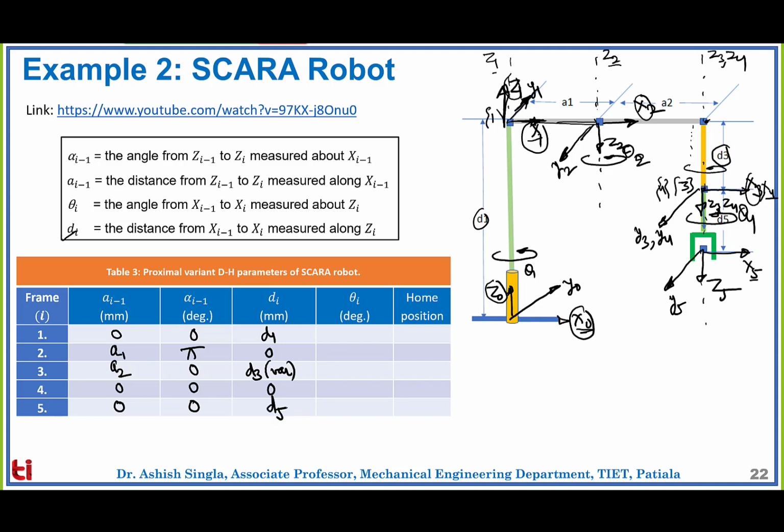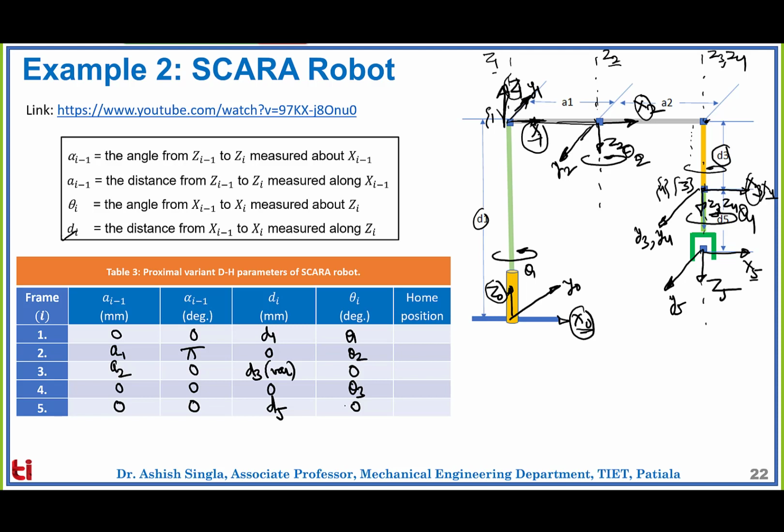Next column, the joint angle. So for the joint angle, we know the first angle is theta 1, the second angle is theta 2, the third angle is a fixed one, 0, the last angle is theta 3, and there is no angle at the last. And now we have to calculate the home position, that is, what these theta angles are at the current configuration where the robot is standing now.